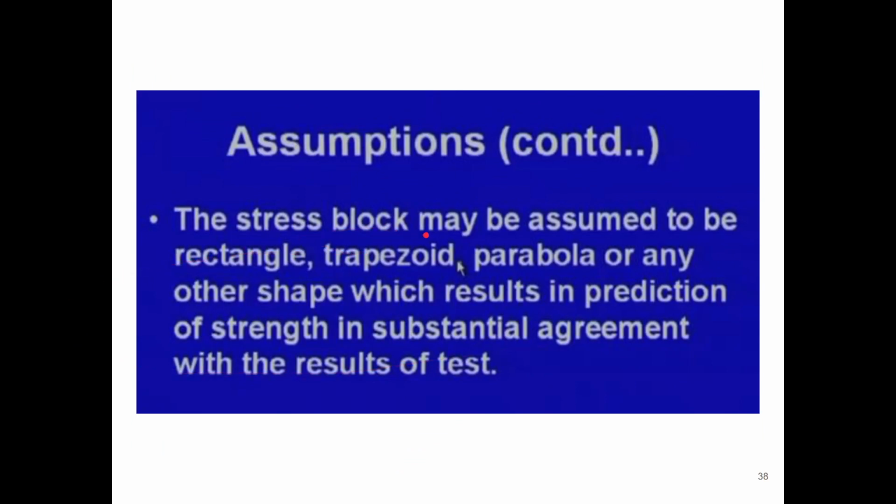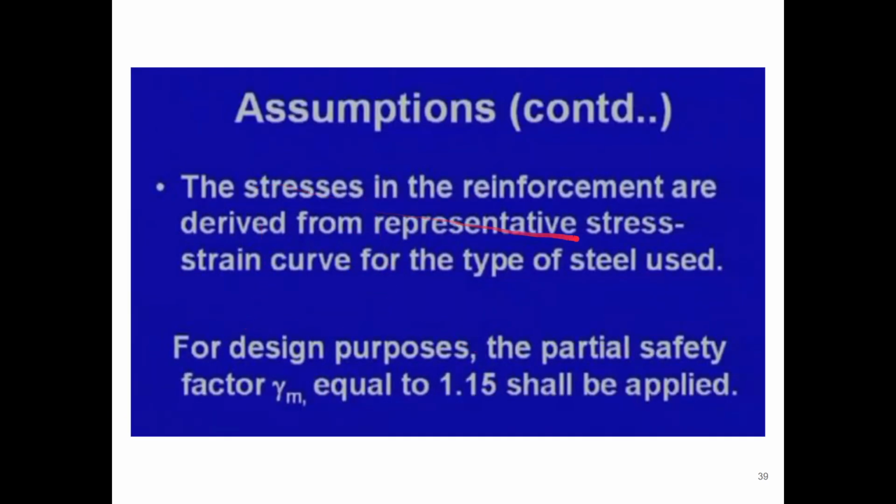Apart from that, the stress block may be assumed to be a rectangle, trapezoid, parabola, or any other shape which results in prediction of strength in substantial agreement with the results of tests. Also, the stresses in the reinforcement are derived from representative stress strain curves for the type of steel being used. And for design purposes, the partial safety factor gamma m is taken to be 1.15.